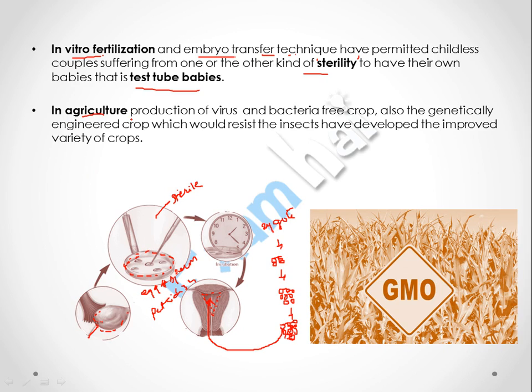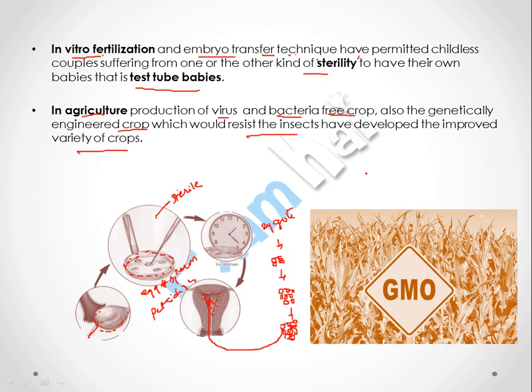Now in agriculture, so what occurs in agriculture? The production of virus and bacteria free crops, also genetically engineered crops which are resistant to insects, and also improved varieties of crops. So what they do is they insert some sort of genes inside the plant DNA. The plant is also a living organism, so it also has DNA. Every living organism has its own DNA.